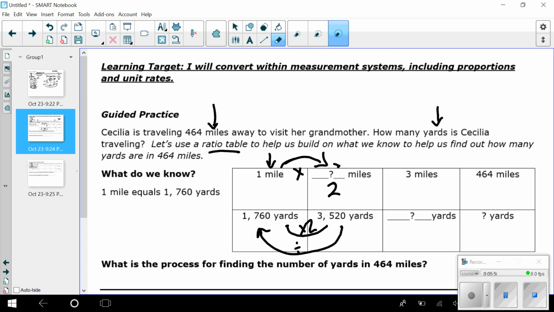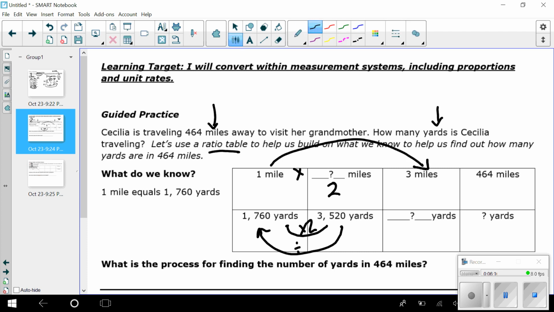All right, so we found that this is 2. If we know that this is 3, how do we get from 1 to 3, right? We know we're going to multiply by 3. So if that's the case, then I'm going to go this way and multiply by 3 as well.